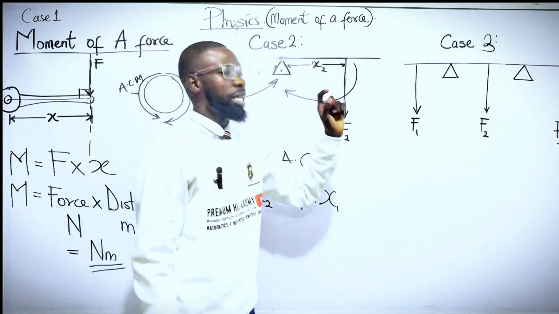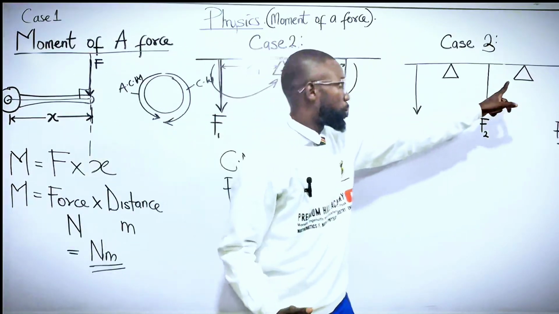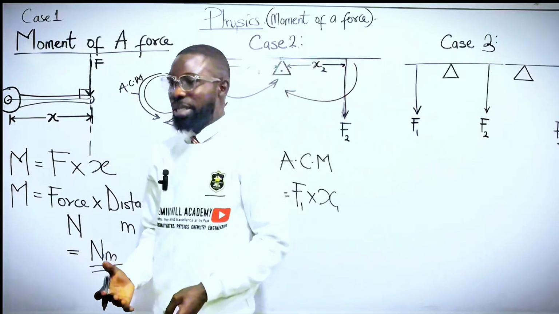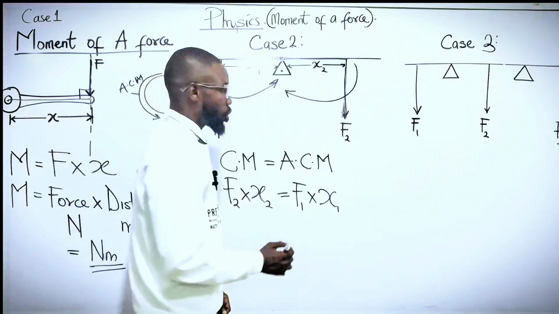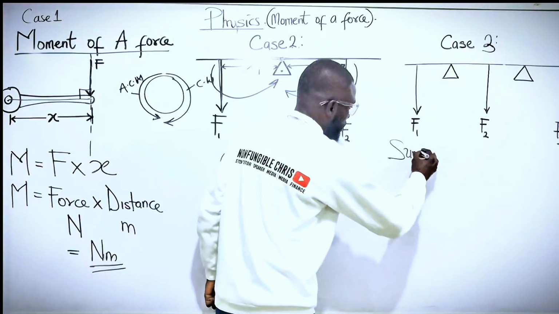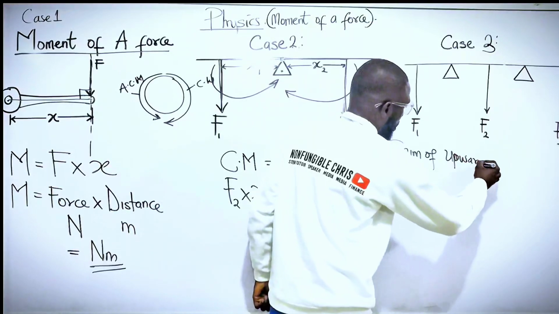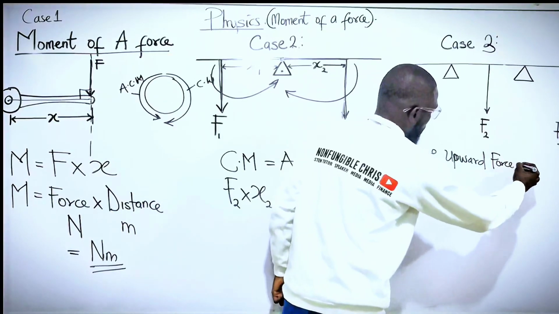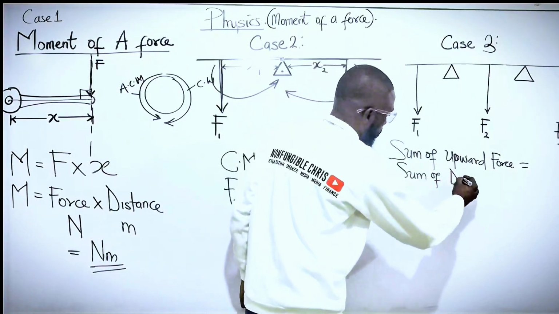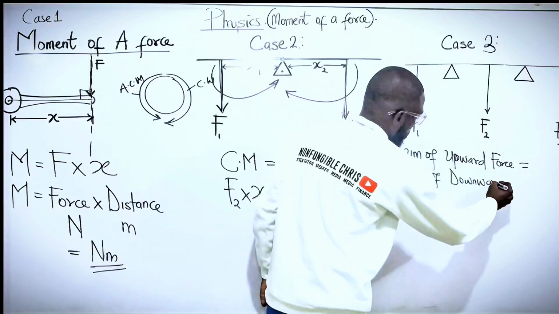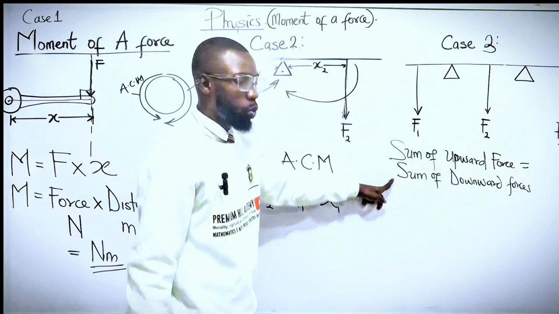Now, in case 3, there are cases whereby they're asking you to look for the magnitude of the fulcrum, right? There are other formulas we use in finding that. In this case, we're going to use the sum of the upward forces equal to the sum of the downward forces. That's what we use. The sum of the upward forces equal to the downward forces.